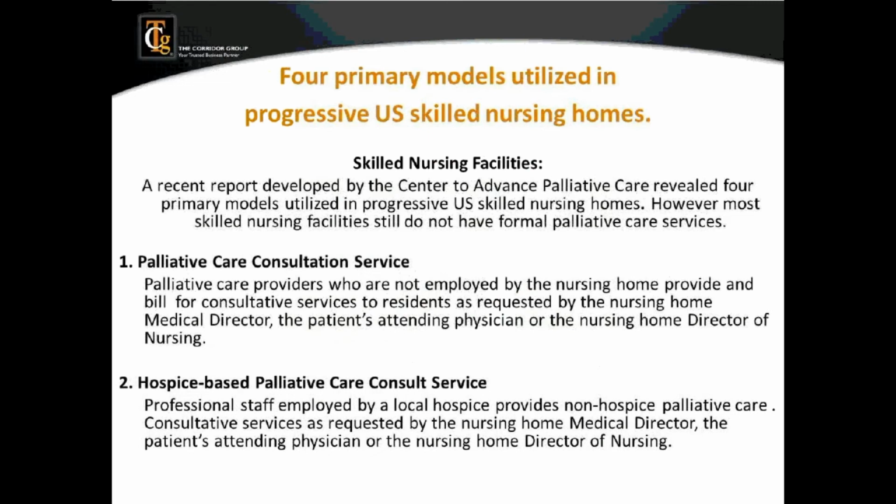So there's 4 primary models that are utilized in progressive United States skilled nursing homes. So skilled nursing facilities are where they accept Medicare A. They usually have RNs at least through the day, they have nursing services throughout the night, and they are licensed as a skilled nursing facility. A recent report developed by the Centers to Advance Palliative Care, CAPC, revealed 4 primary models utilized in progressive United States skilled nursing homes. However, most skilled nursing facilities still do not have a formal palliative care service.